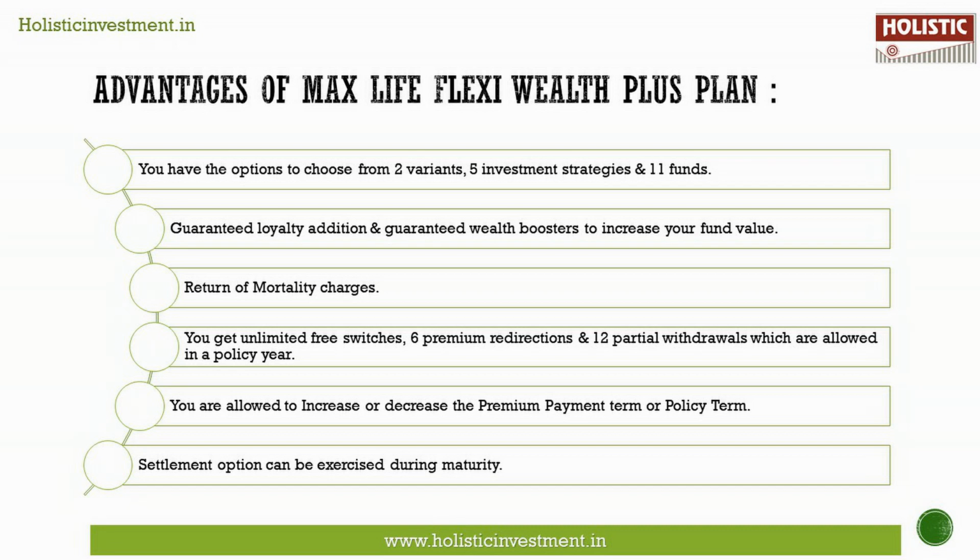You have the option to choose from 2 variants, 5 investment strategies and 11 funds, and there are also guaranteed loyalty additions and guaranteed wealth boosters to increase your fund value. And the mortality charges you pay will be returned to you. And you also get unlimited free switches, 6 premium redirections and 12 partial withdrawals allowed in a policy here. You are also allowed to increase or decrease the premium payment term or the policy term. A settlement option can also be exercised during maturity.